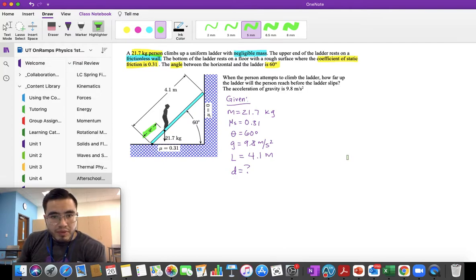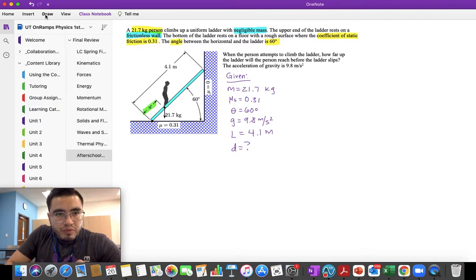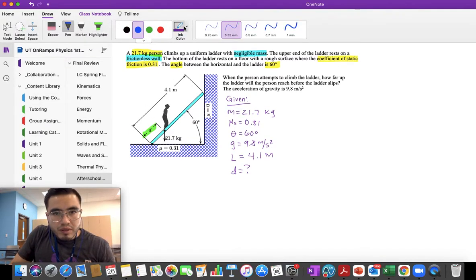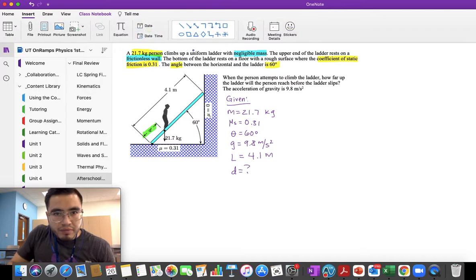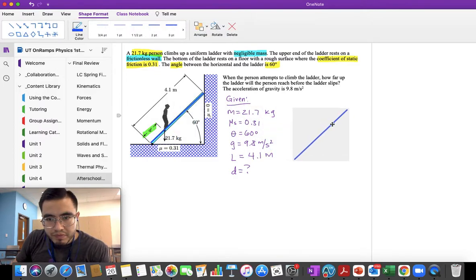So now let's do a free body diagram. Normally I would draw the force vectors here, but then it's going to be very cluttered because we're going to have a good number of them. So I'll do it over here on this side. Let's go for the ladder. So it's going to represent the ladder.